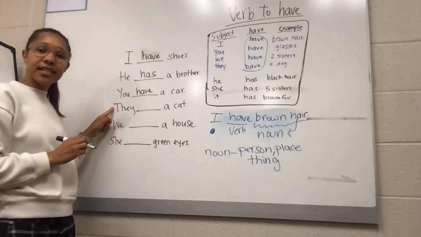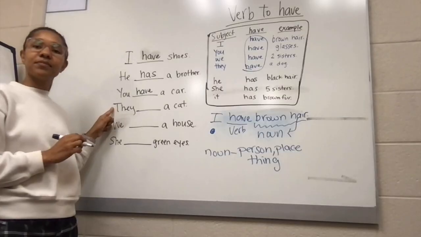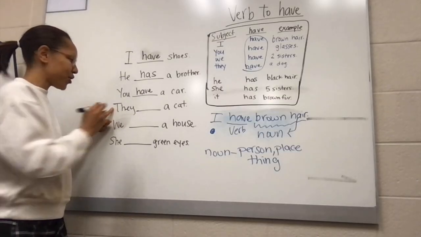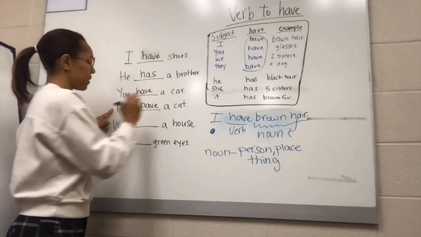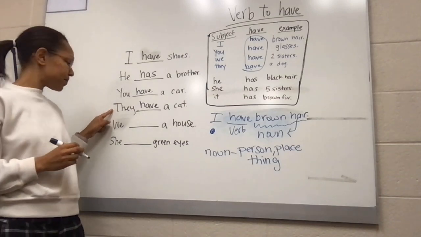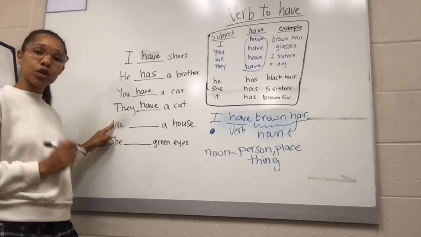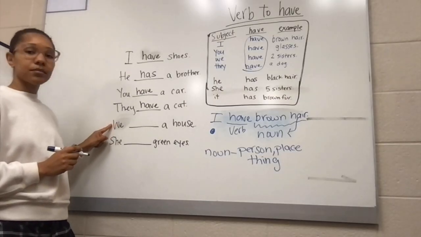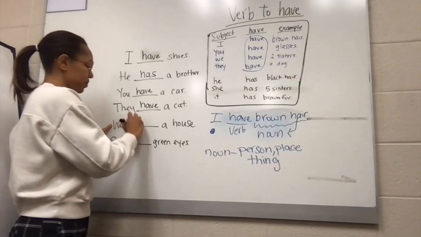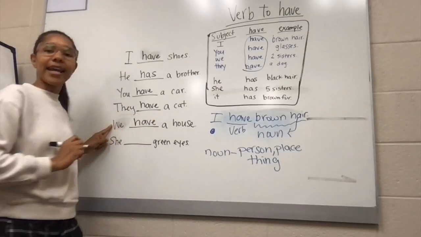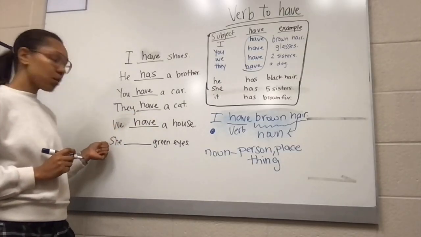Our subject is they. They have. Good. They have a cat. The next one, we. We is the subject. What verb can we put here? We have a house. Very good. And the last one, she.